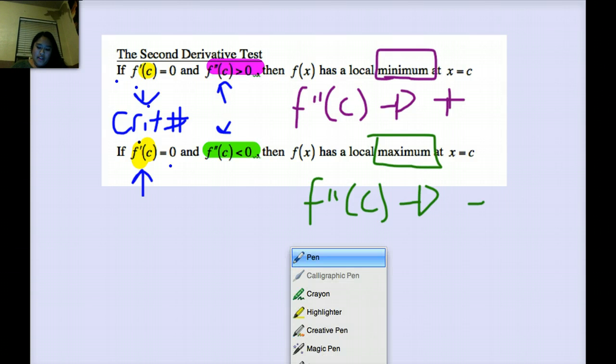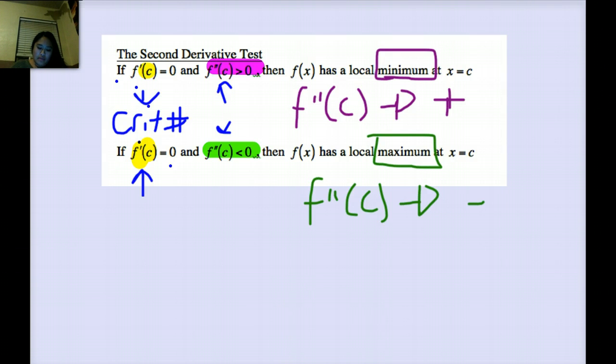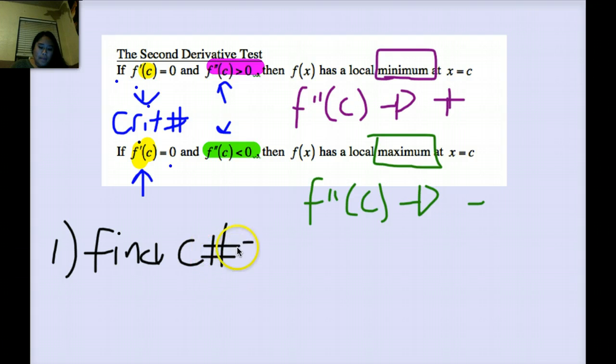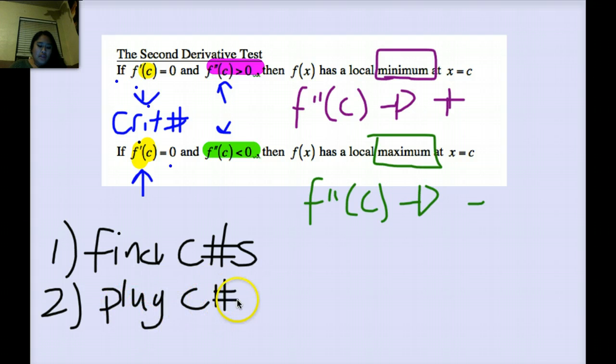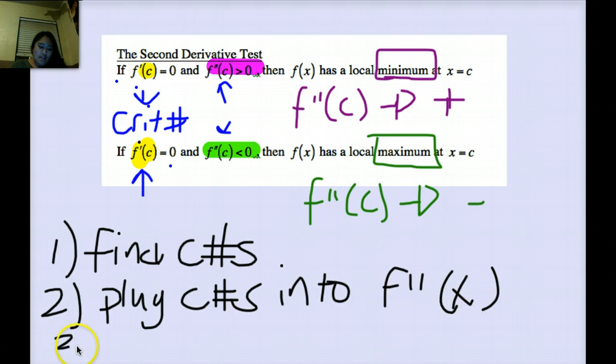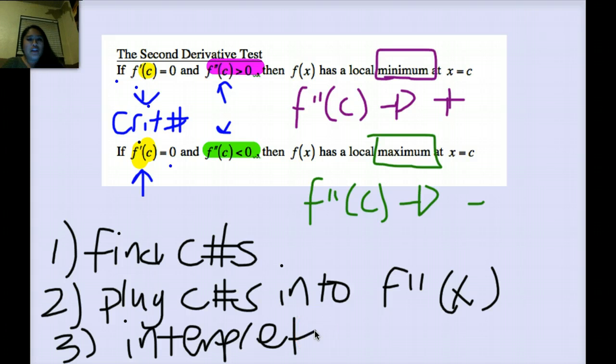So if I were to write these down in steps, I would say step 1 is to find your critical numbers, right? Step 2 is plug your critical numbers into f double prime of x. And then step 3 is to interpret this. So that's what we're going to do on the next problem.